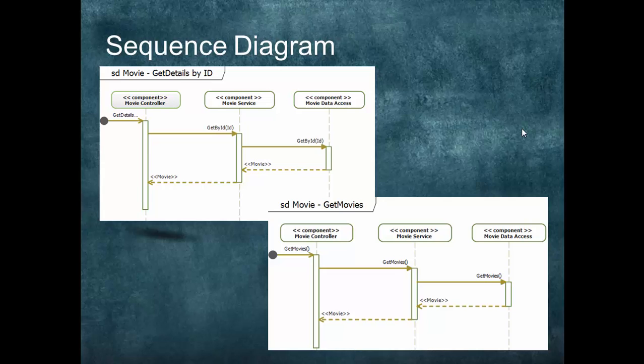We have these same sequence diagrams when it comes to the user. So we have a user controller or an account controller, we have an account service, and we have an account data access layer that can get details by ID. It can get all users. In this case, we can get all movies. So this showcases not only the layers and the different levels of the application, but also the object-oriented nature of using movie and user.